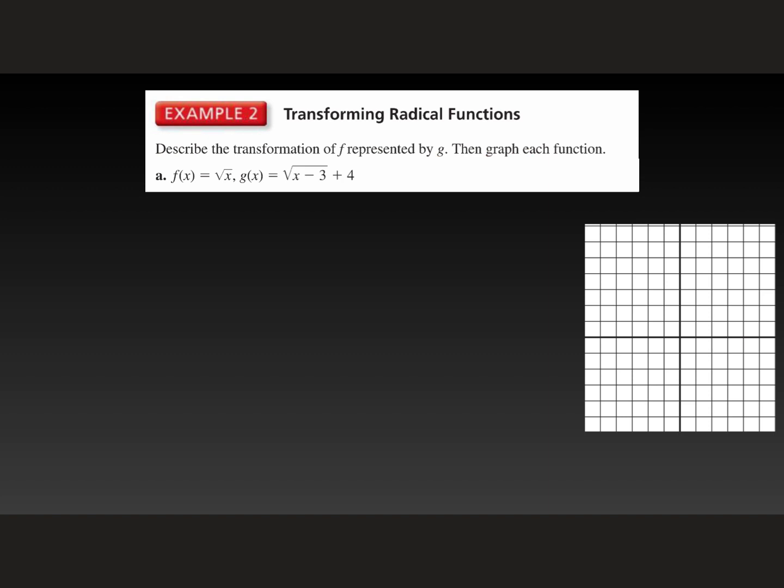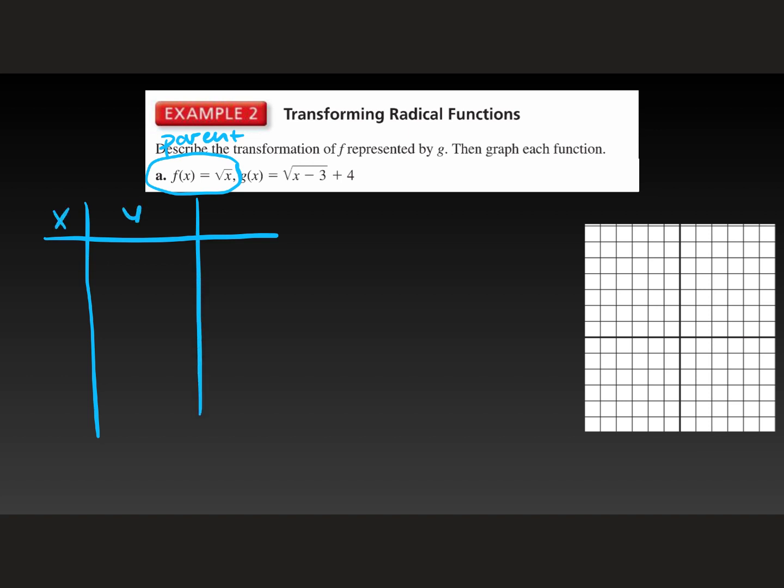All right, so looking at example 2. We have to describe the transformation of f represented by g and then graph each function. So let's start by graphing our parent function, the square root of x. So this one is the parent. This is just our basic graph of the square root of x. So I'm going to plug in values here. Plug in values for x, get values for y, and we have our points x, y.